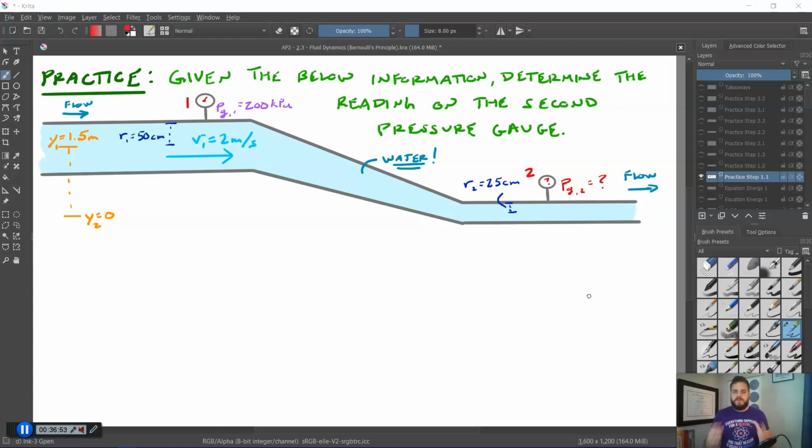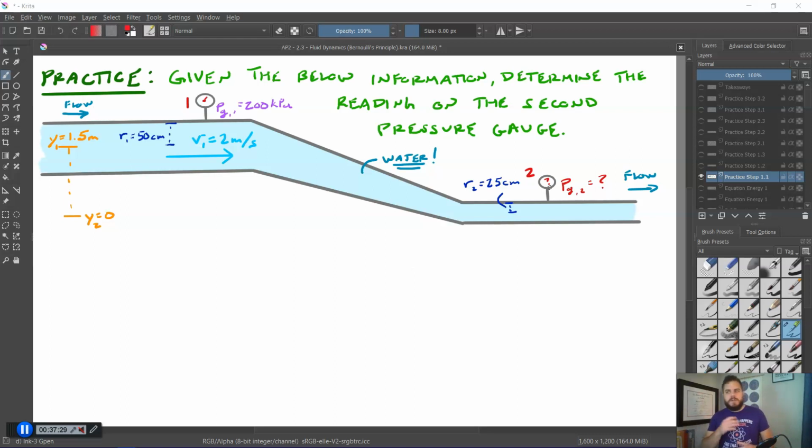So let's say we've got this particular situation. So we have this pipe that's wider and then narrows down and also drops in depth. And we want to know what is the gauge pressure at the bottom here. So go ahead, if you think you can do it, pause it, give it a try, give it your best shot, come back, and let's see how you did.